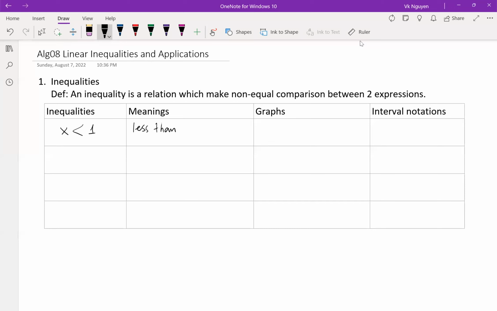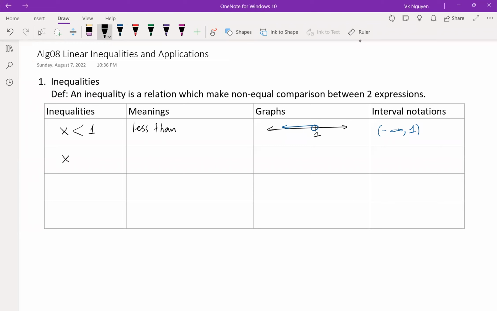In the graph, there's the number line. 1 is somewhere here. For less than, we use an open circle and the arrow goes to the left side. The corresponding interval notation is negative infinity to 1. We do not include 1, so we use parentheses.